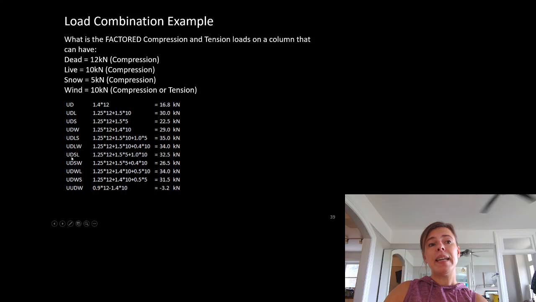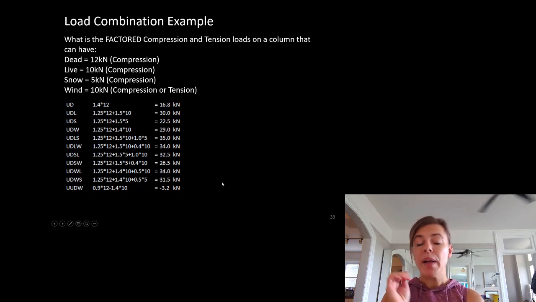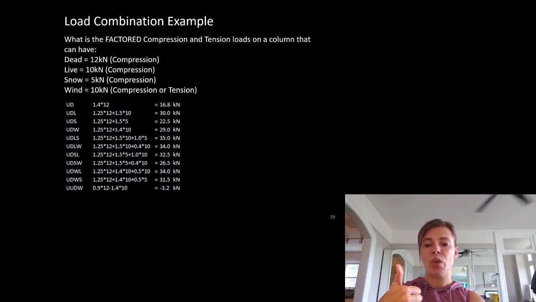We have dead, snow as the principal, and live as the companion here. Dead, snow as the principal, wind as the companion. And then we do it again where wind is the principal and live or snow as the companion. And we add all those up. Now, let's stop and think about the condition where wind is pulling up.